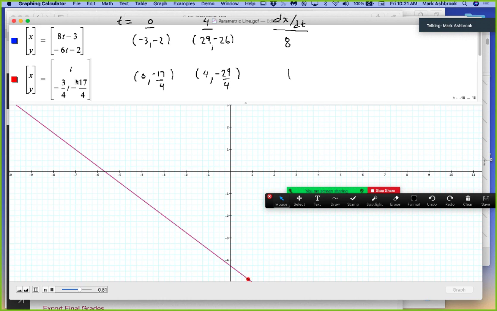But for this version of the function, x changes the same amount as t, right? For any change in t, x is going to change the same amount, 1 times as much. So for changing t, this is kind of what it looks like, how those points are generated in the two different functions.